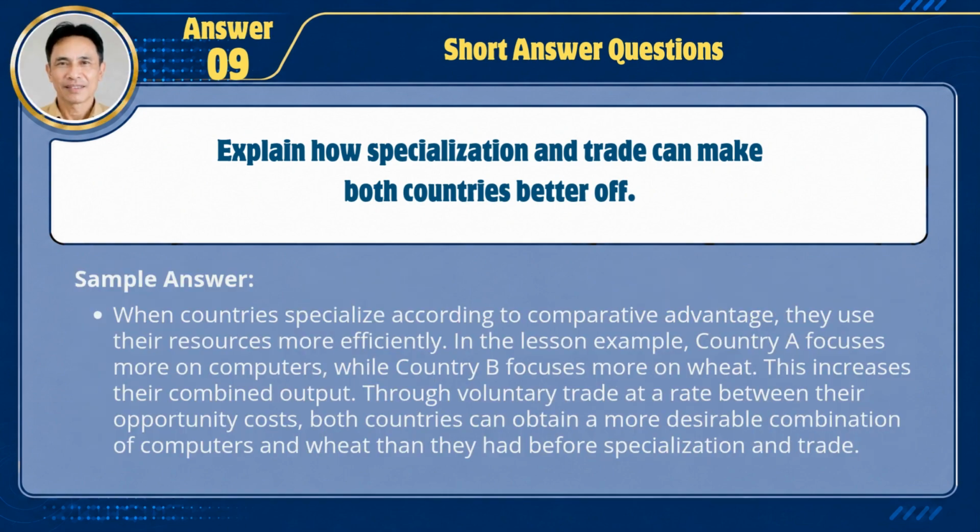Here's a sample answer. When countries specialize according to comparative advantage, they use their resources more efficiently. In the lesson example, country A focuses more on computers, while country B focuses more on wheat. This increases their combined output. Through voluntary trade at a rate between their opportunity costs, both countries can obtain a more desirable combination of computers and wheat than they had before specialization and trade.